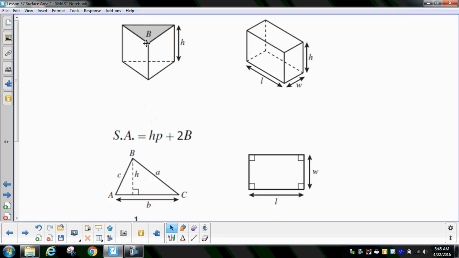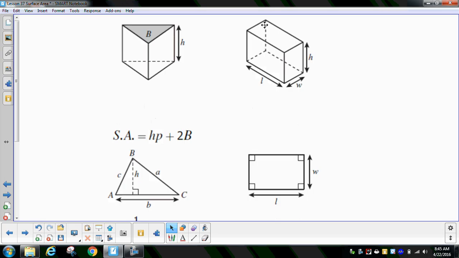Capital B, again, represents the area of that base. And H is the distance between the 2 bases. And again, little p is the perimeter of the base. So for a triangle, you just add up the 3 sides, and that will give you little p.